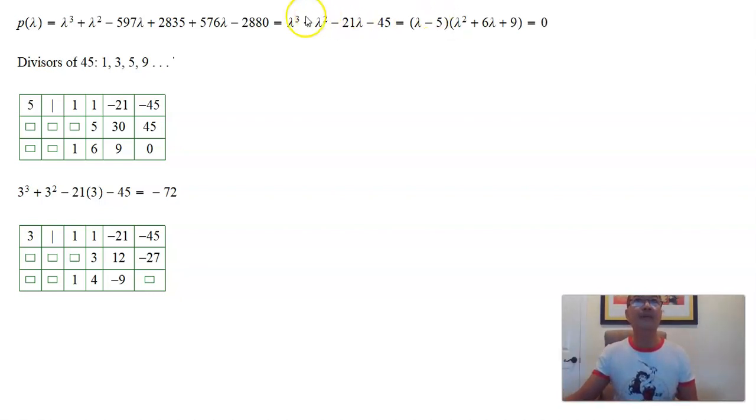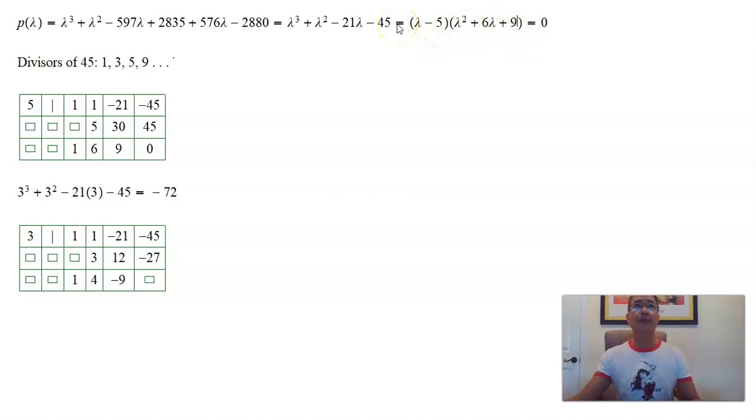Okay? Now, if you don't believe me, let's expand. Lambda cubed minus 5 lambda squared plus 6 lambda squared. 6 minus 5 is 1. Okay? And then where were we? Minus 30 lambda plus 9 lambda is minus 21 lambda. Last term, minus 45. Okay?